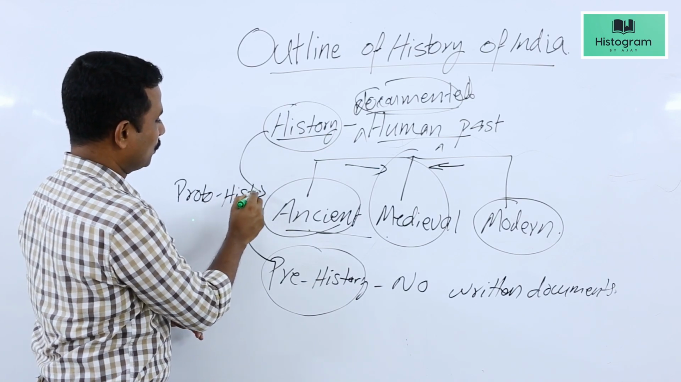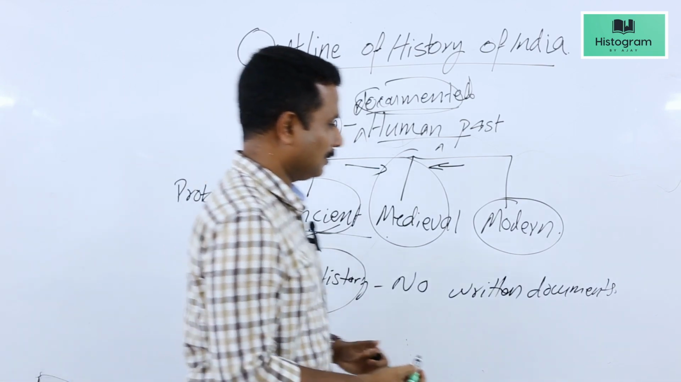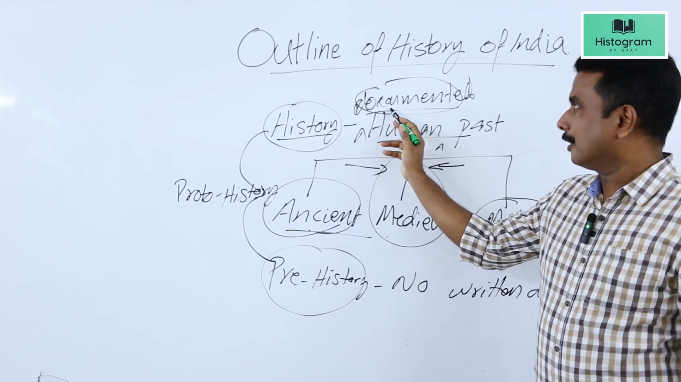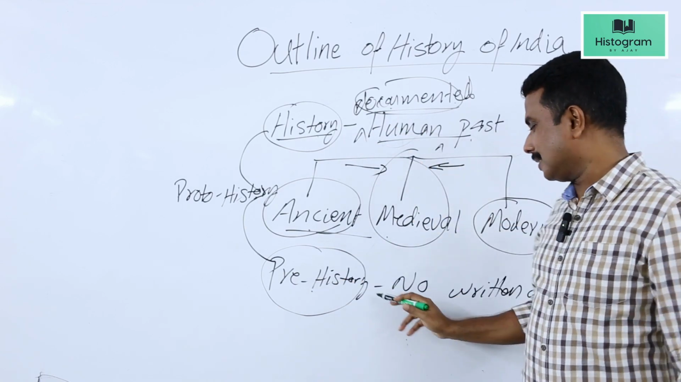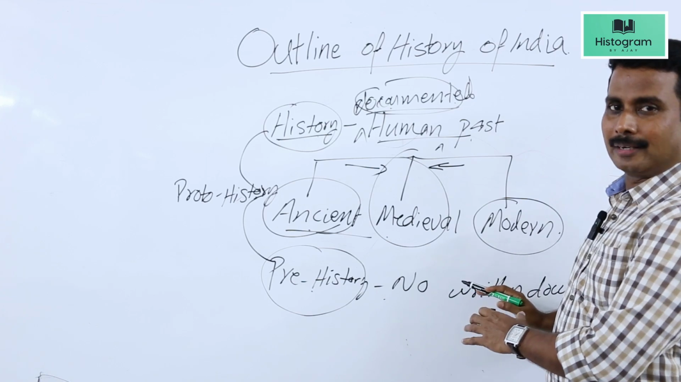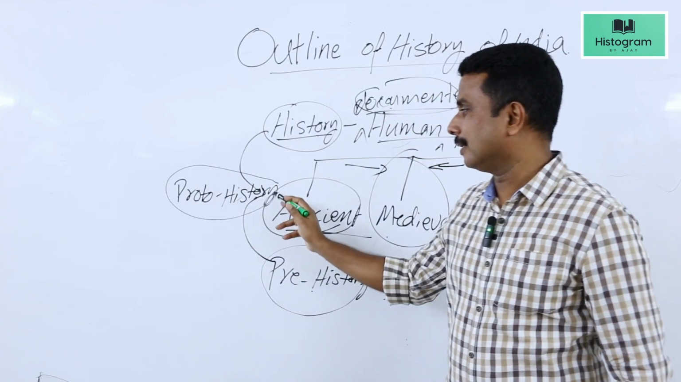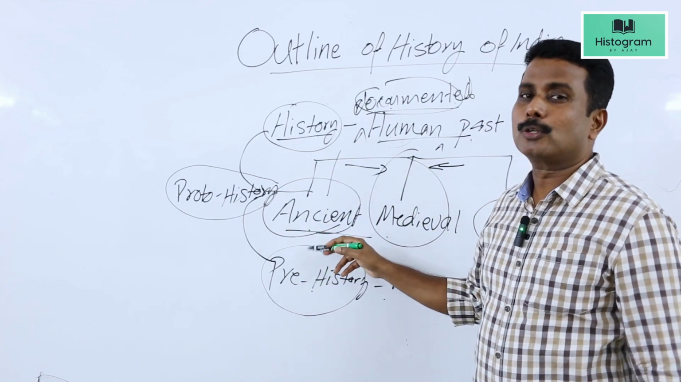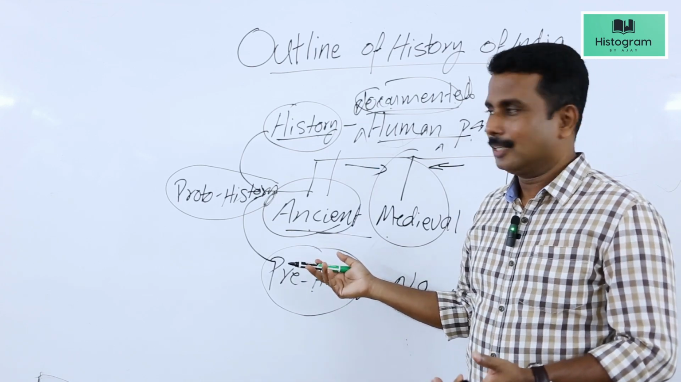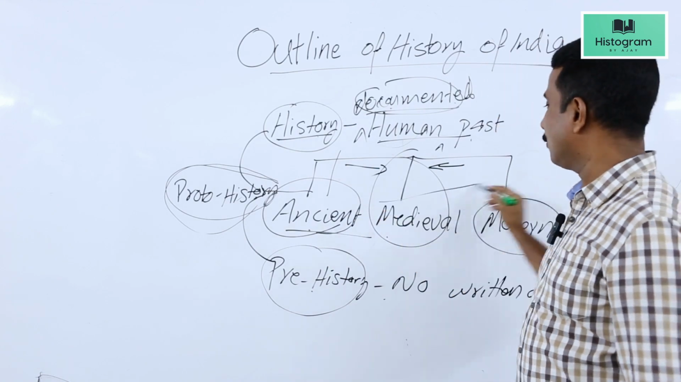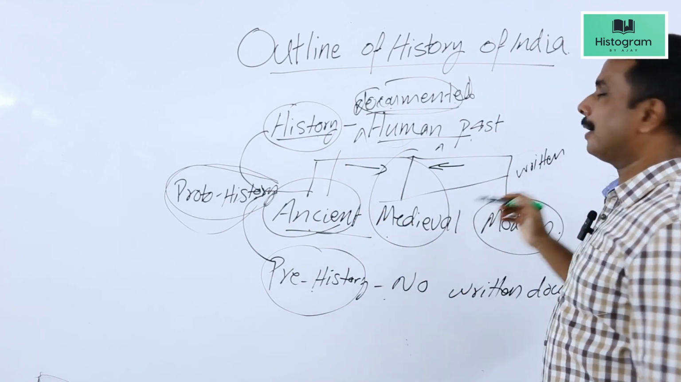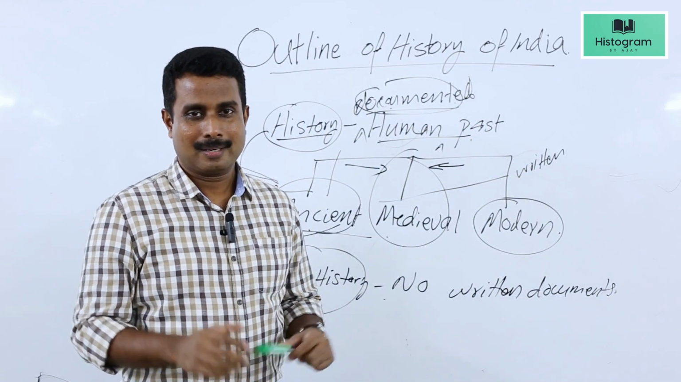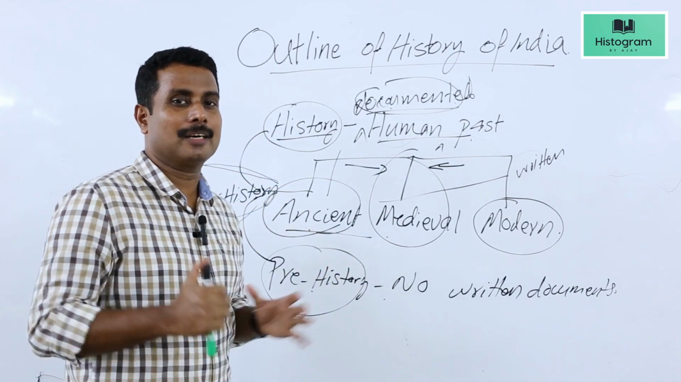So between history and prehistory, there is a term that is known as proto-history. What does that mean? I think now you can imagine. If history is documented human past and prehistory is human past with no written documents, so this will be something in between. Those periods in human past where we have written documents but we could not read and understand what is written in those documents. Clear? So we have learned three basic terms related to history.